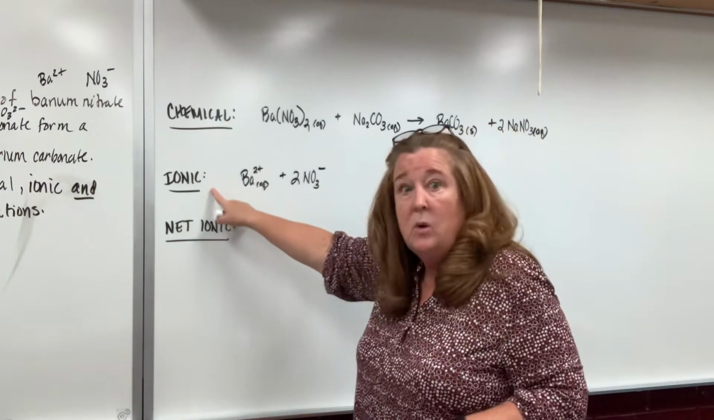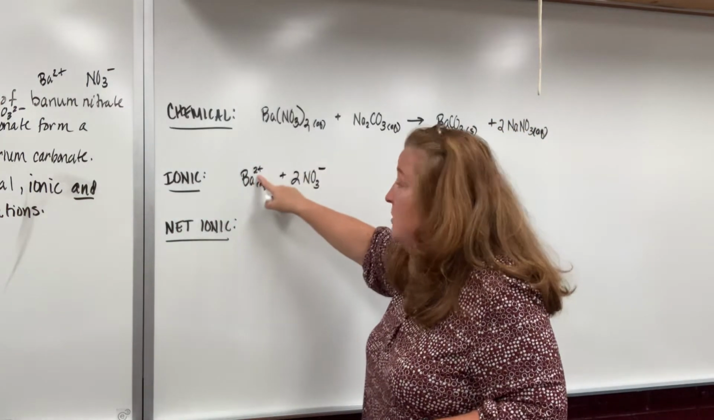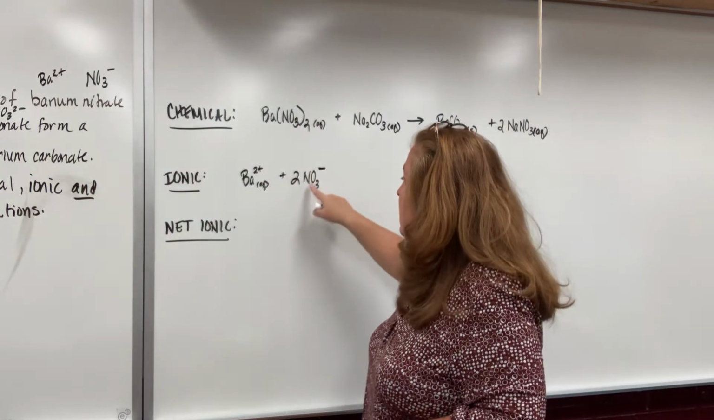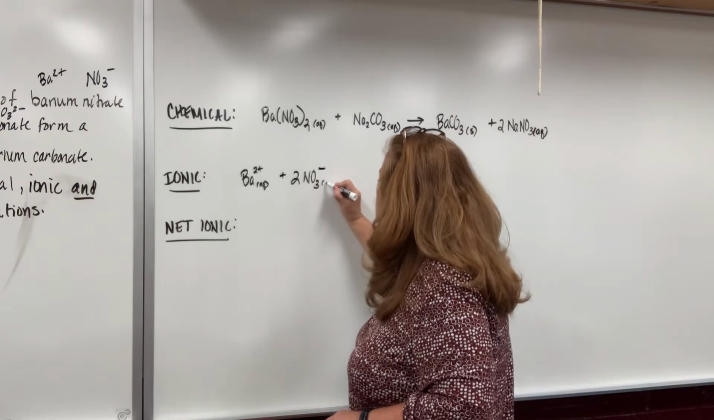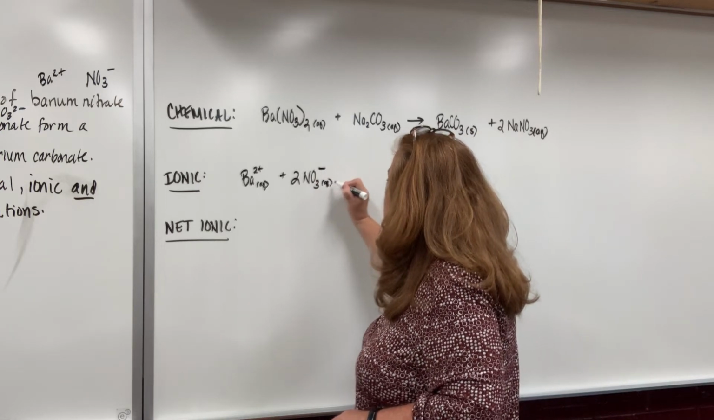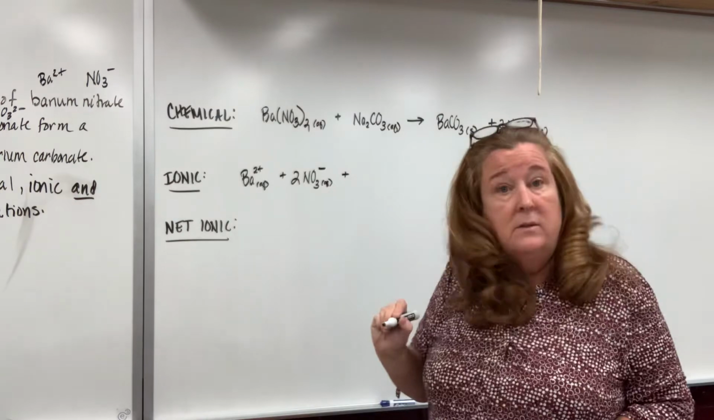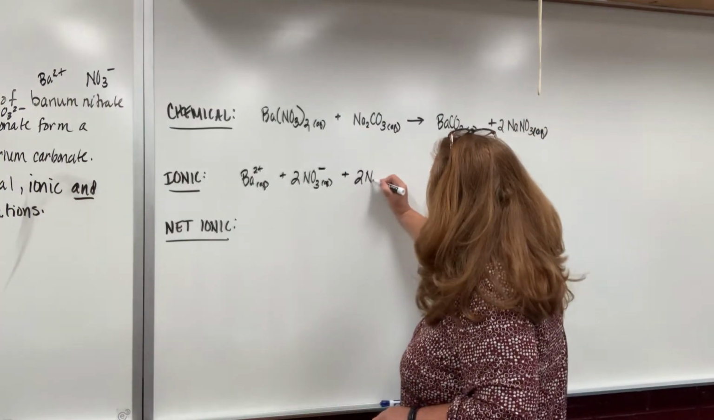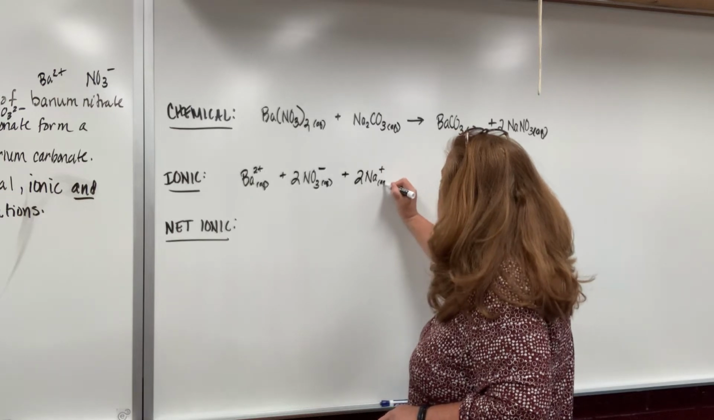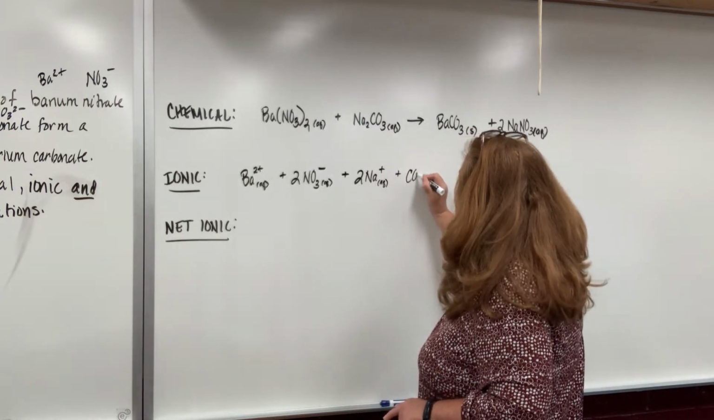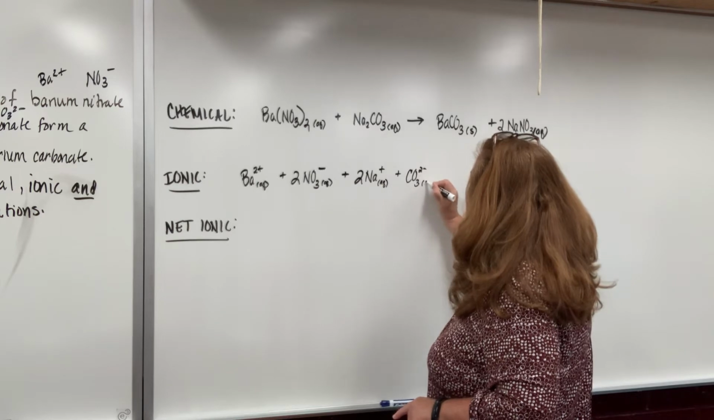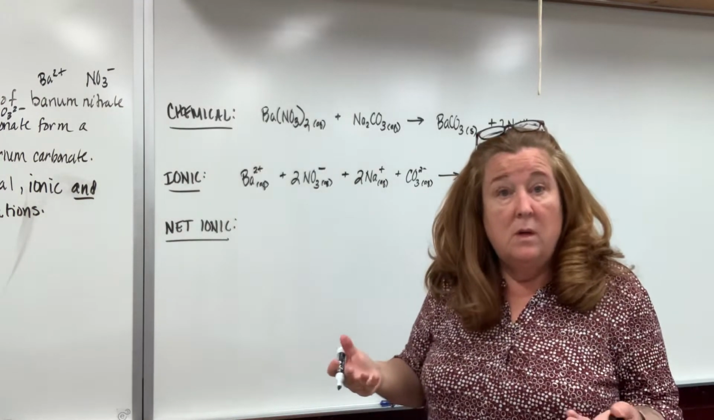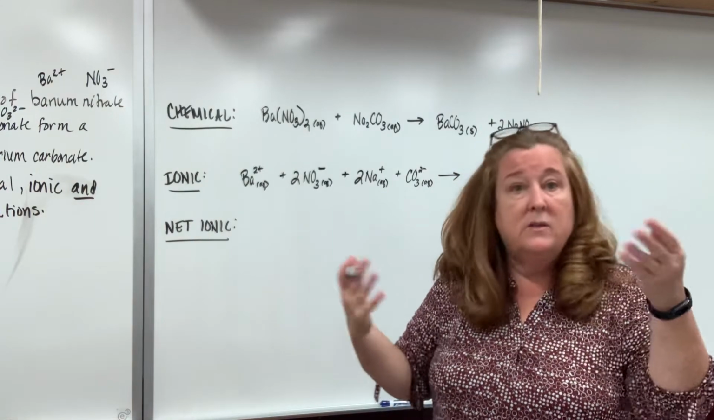It's an ionic equation. So there's 1 barium, it has a +2 charge, make sure you put the charge, and it's aqueous. There are 2 nitrates, each one has a -1 charge, also aqueous. And you just continue to do this for the reactants. So I have 2 sodium, positive, aqueous, and 1 carbonate, -2 charge, also aqueous.